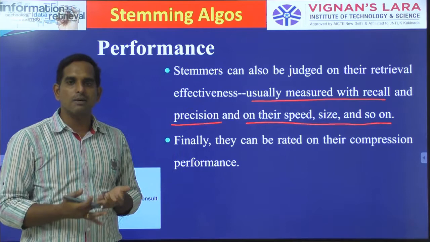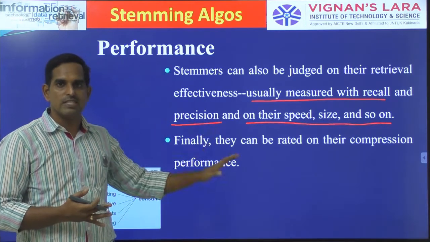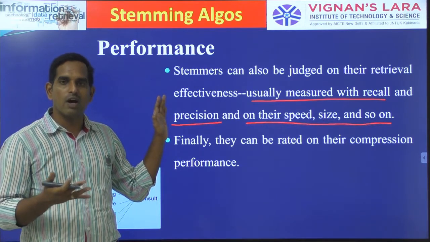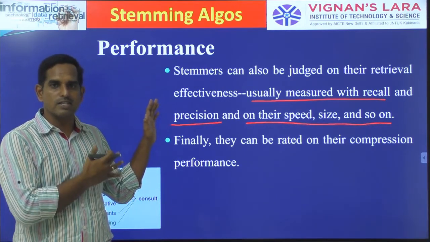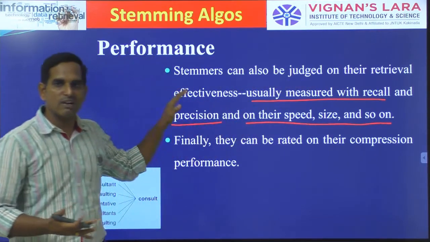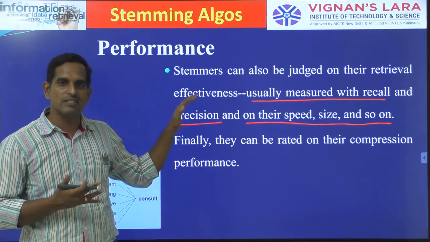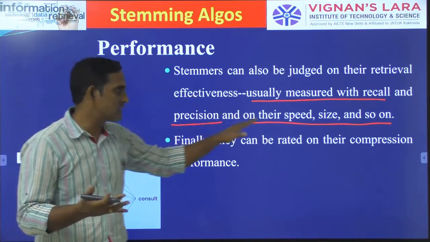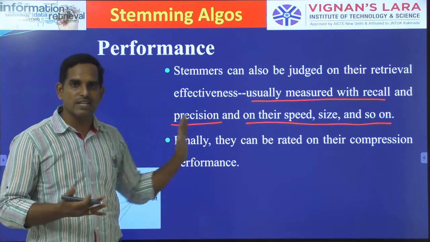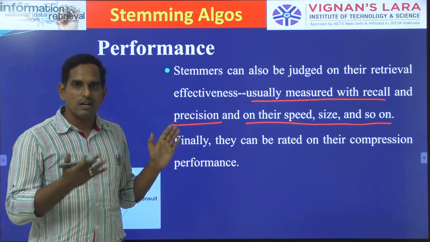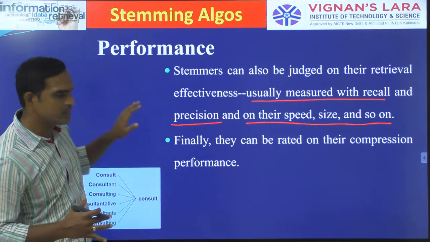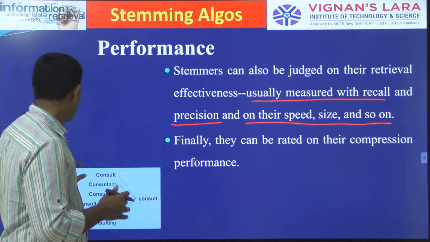So the stemming algorithm performance will be evaluated by these three parameters. One is correctness, how perfectly you have done your stemming, whether you have understemmed or overstemmed. Next, retrieval effectiveness, how fast and how correctly you are delivering the result, by speed and the size of your index. And third, the compression nature of your stemming, how much compression you have achieved.